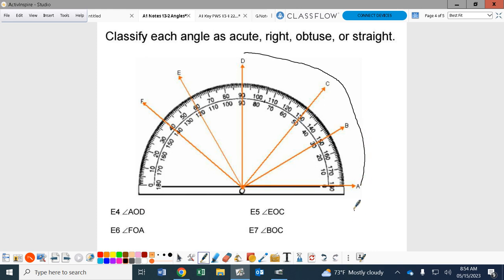Okay? If you start here where it says 0, and you're going to start wherever you want to, and you're going to count by tens as you go to each one of these. It's going to go 10, 20, 30, 40, 50, 60, 70, 80, 90. That's going to put you at a 90-degree angle, and if it's 90 degrees, then what type of angle is that?